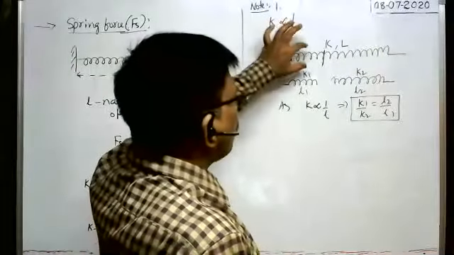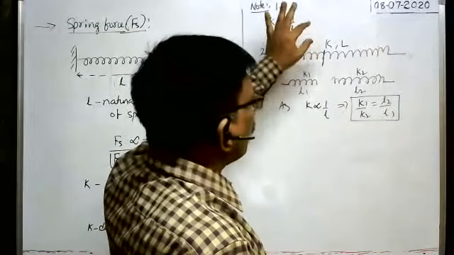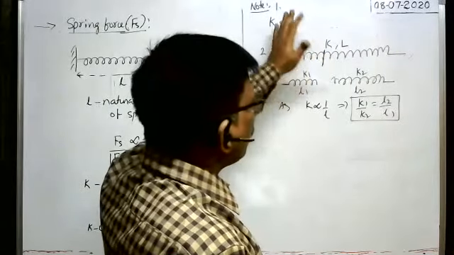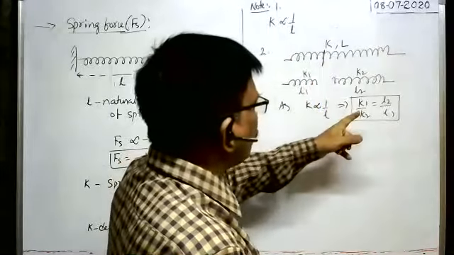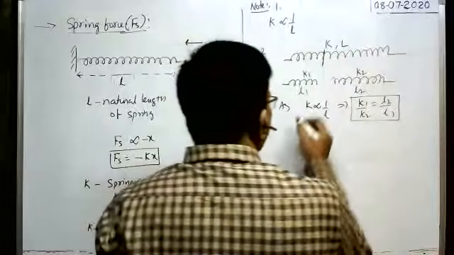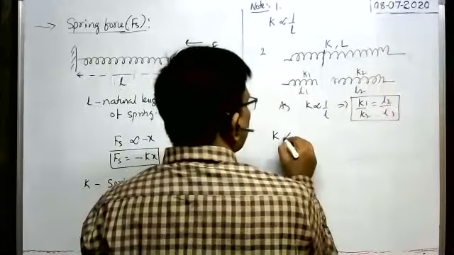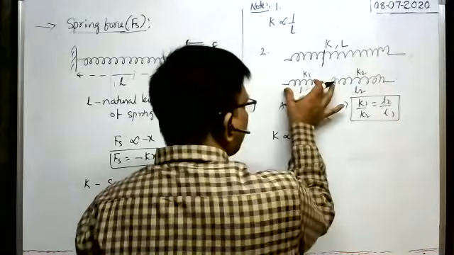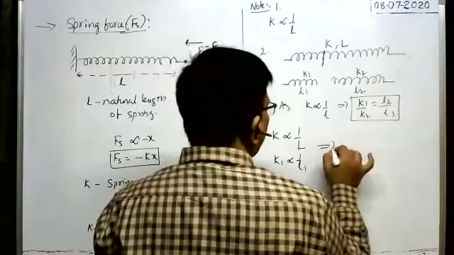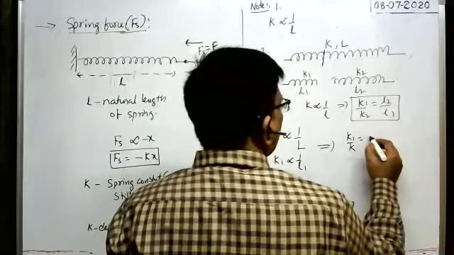Suppose a light spring, meaning the mass of the spring is negligible, having spring constant K and length capital L is taken. If it is divided into two parts so that the lengths are L1, L2, then what about K1 in terms of K? In the case of the large spring, the spring constant is inversely proportional to capital L. For the small part, K1 is inversely proportional to L1. Dividing these two, K1 by K is equal to capital L by L1.